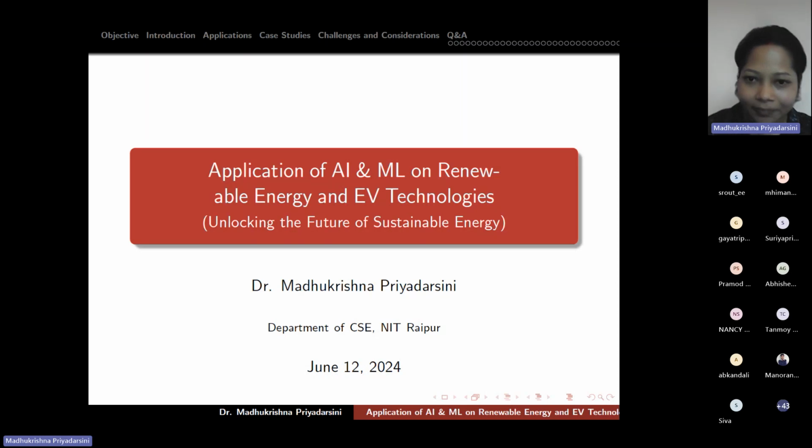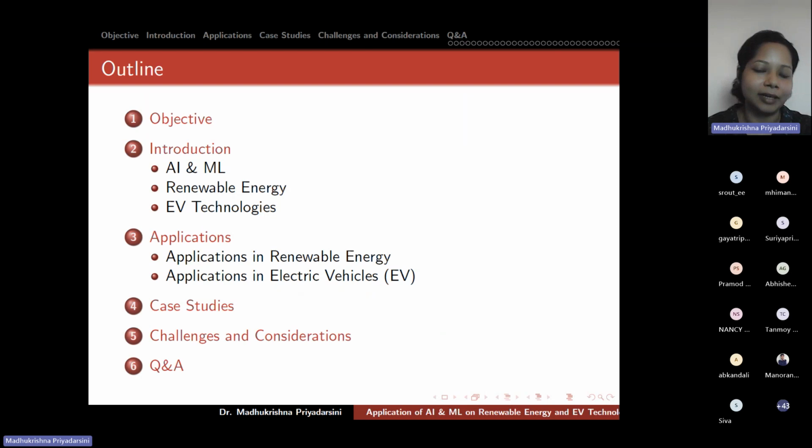We'll start the session. From the title, you can see we have three terminologies: what is AI, what is ML, what is renewable energy, and what is EV technologies. Then, like I said, we'll have the application as well as the case studies. So basically, I designed the slides like that, with only the application part and the case studies.